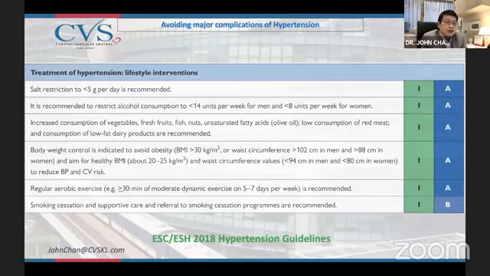Of course, if the blood pressure is not too high, then lifestyle interventions are important, and lifestyle intervention should be advised in all cases for patients to lower the blood pressure with restriction of the salt intake, avoiding excessive alcohol, increasing consumption of vegetables, fruits, fish, nuts, unsaturated fatty acids like olive oil, reducing the consumption of red meat, watching the body weight. Weight loss and exercise is a good way to reduce the blood pressure. And of course, not smoking. And for those who are already smoking, to stop smoking.